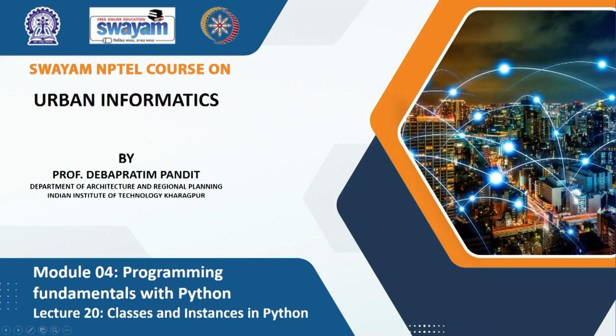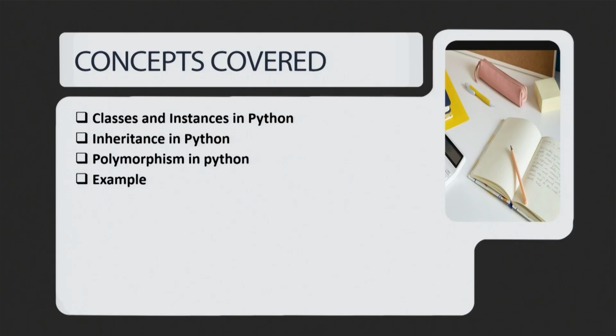Welcome back. In lecture 20, we continue with classes and instances, but of course we talk about them in Python examples. The concepts that we will cover: classes and instances in Python. We will talk about inheritance in Python. We will show you examples of polymorphism using Python. And finally, we will give you some more complicated examples, and one of those examples would be an agent-based simulation.